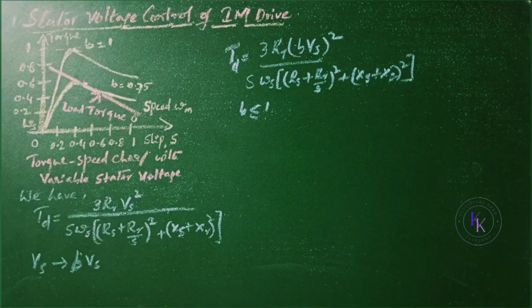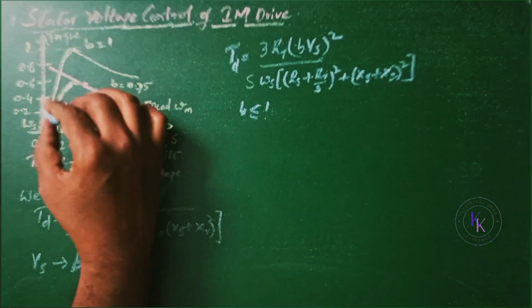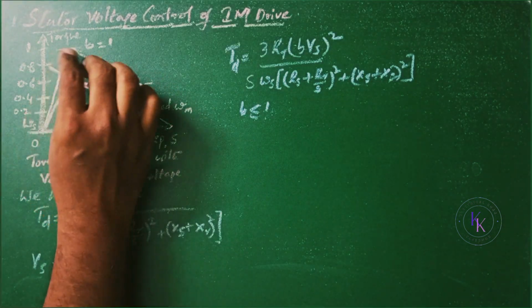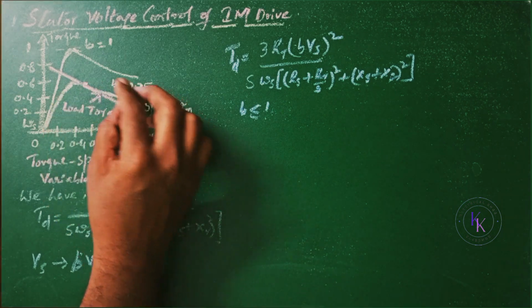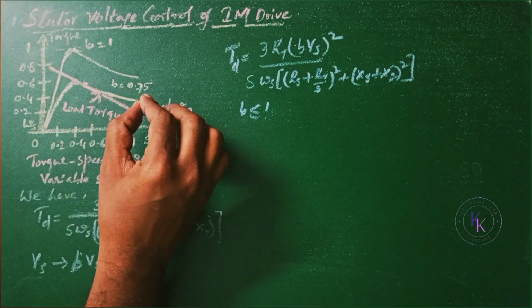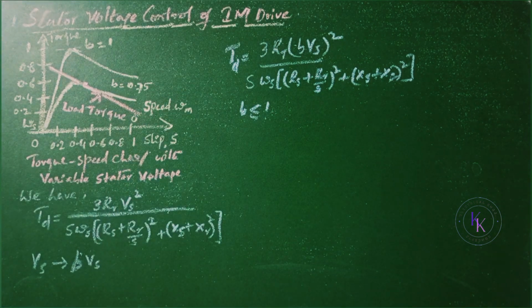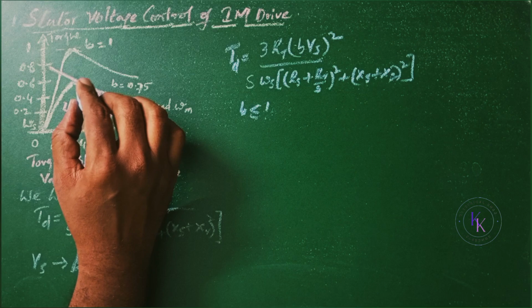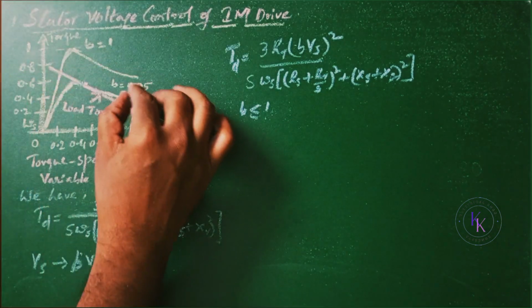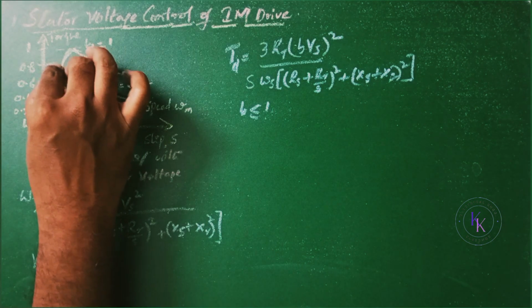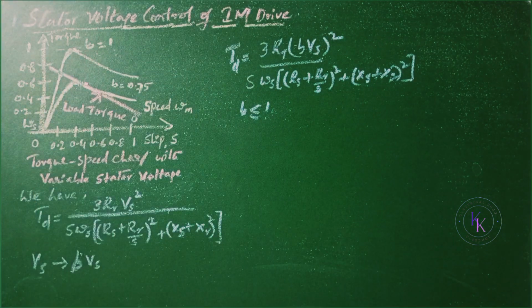This figure shows the typical torque speed characteristics for various values of b. You can see for b equals 1, this is the torque speed or torque slip characteristic. If b is 0.75, then this is the characteristic. The point of intersection with the load line defines the stable operating point. Here it is for b 0.75, and this is for b equals 1.